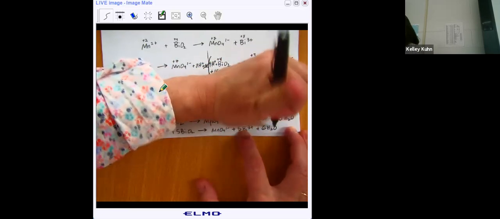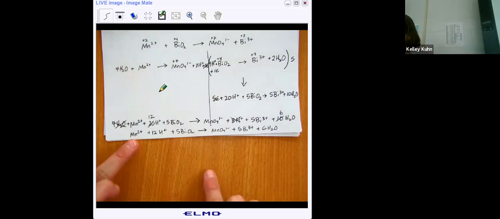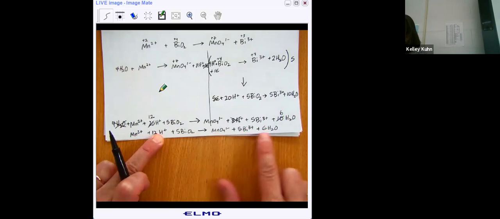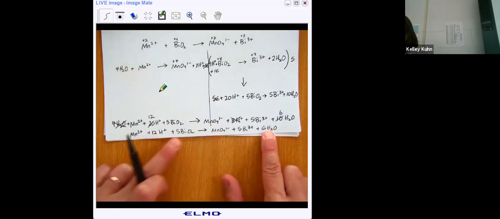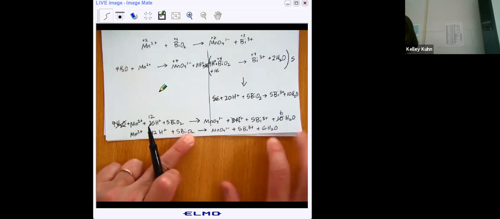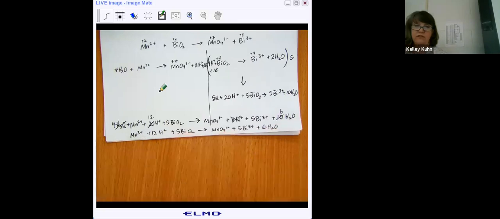And it's always good to go back and double check that your elements balance out. So I've got 1 manganese, 12 hydrogens, 6 times 2, 12 hydrogens, 5 bismuths, 10 oxygens, and I've got 6 oxygens here plus 4 more there, 10 oxygens. And that is a balanced oxidation reduction reaction.